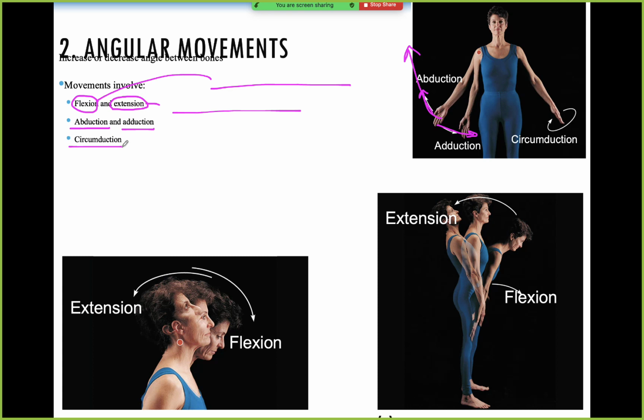Last one is called circumduction. The prefix circum means circle. Circumduction is if you take your arm and you start moving it in a circle, round and round. You're experiencing this movement in this joint, but that movement itself is called circumduction. And these are all part of angular joints.